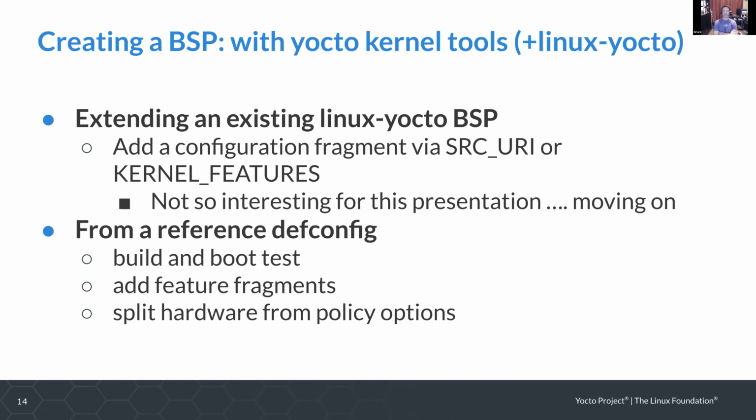So if you're doing it, say, from a reference defconfig, you do your build and your boot test, you add feature fragments, and then you might want to split out the hardware from the policy options, because you want to define your own configuration features for your software yourself. You don't want to take them from the defconfig. So that is another way to go about creating a split-up configuration for extending a BSP, and that's the one I'm going to talk about for the next few minutes.